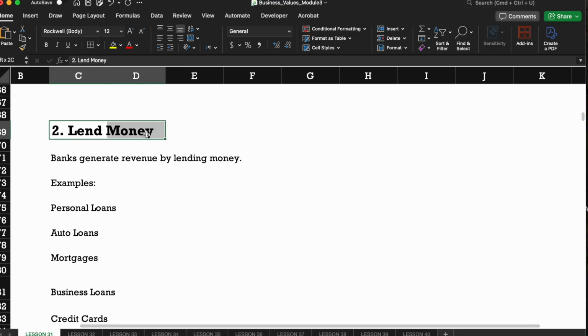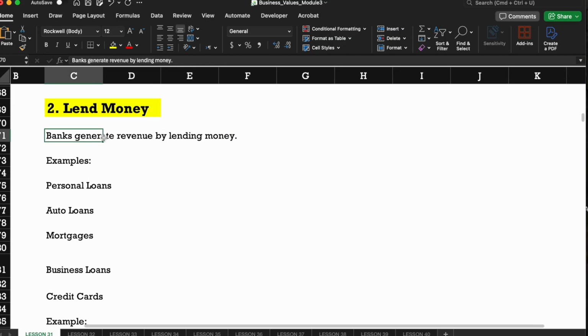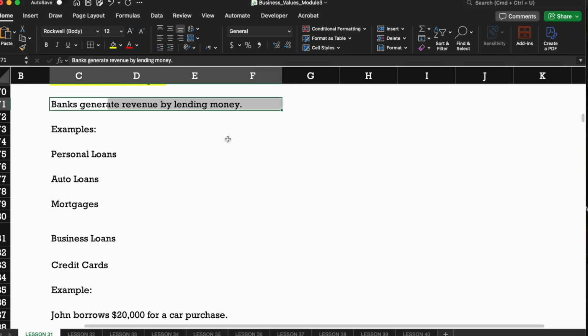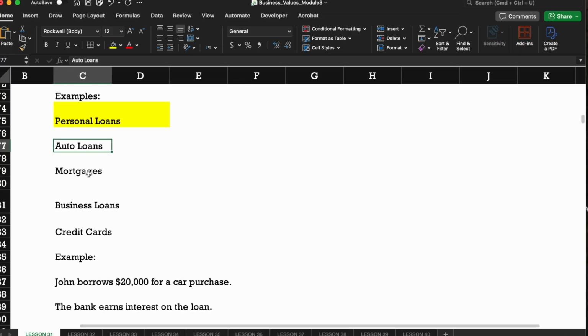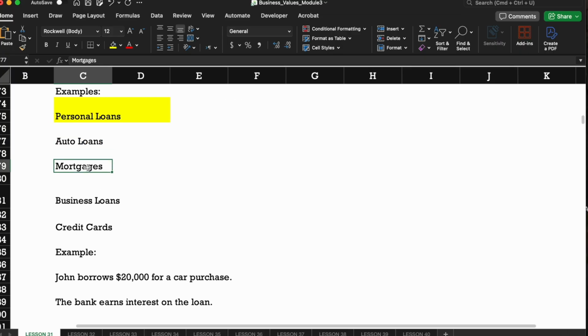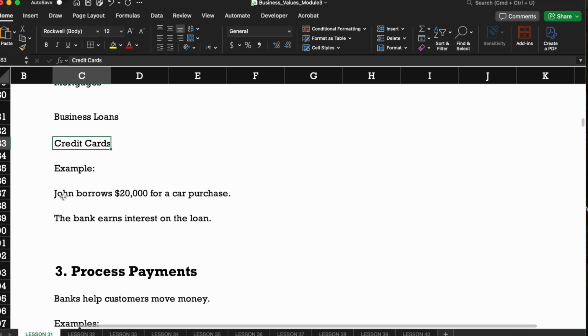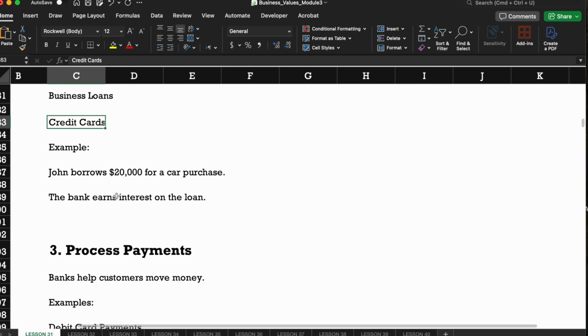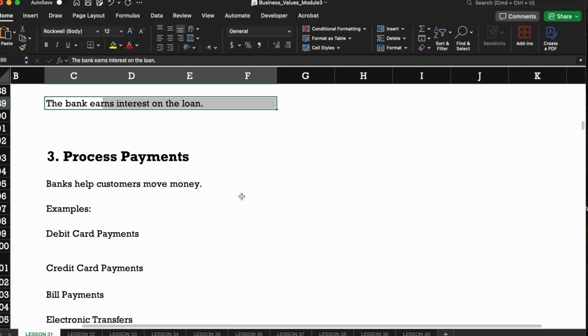Second one, lend money. Everyone uses credit cards, car loans, home loans. The bank generates revenue by lending money, for example personal loans, auto loans, which is a car loan, mortgages, business loans, credit cards. John borrows $20,000 for a car purchase. The bank earns interest on the loan. This is how the bank operates.